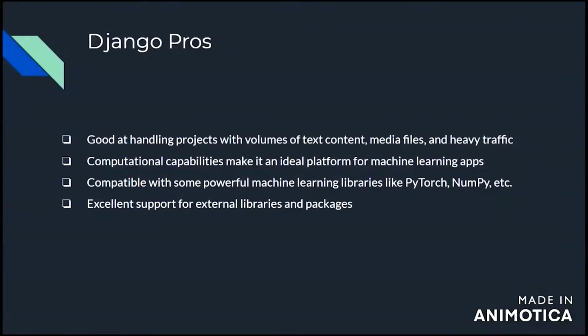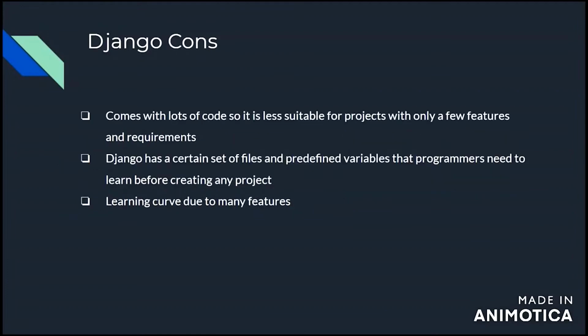So let's look at some pros and cons. Django is good at handling projects with volumes of text content, media files, and heavy traffic. It also has computational capabilities that make it an ideal platform for machine learning apps. It is compatible with some really powerful machine learning libraries like PyTorch and NumPy. And lastly, it has excellent support for external libraries and packages.